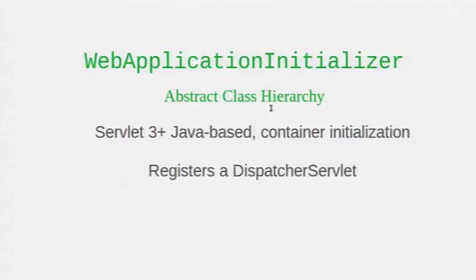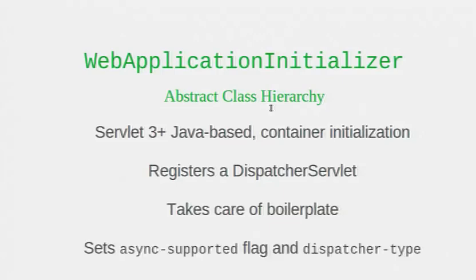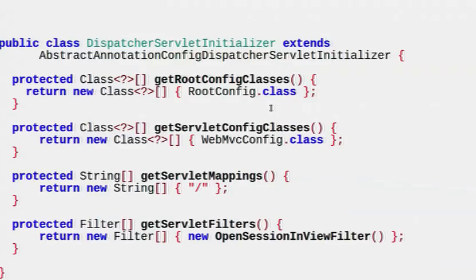So it automatically registers a dispatcher servlet, takes care of all that boilerplate that we talked about, including the async supported flag and the dispatcher type. All of that configures automatically by default. And it can be as short as that. Just extend the base class, specify your root configuration classes, specify your servlet configuration classes for the dispatcher servlet, and then also other things like the servlet mappings and any filters.